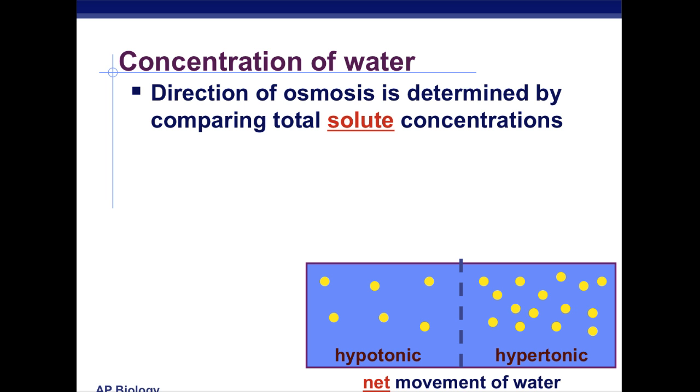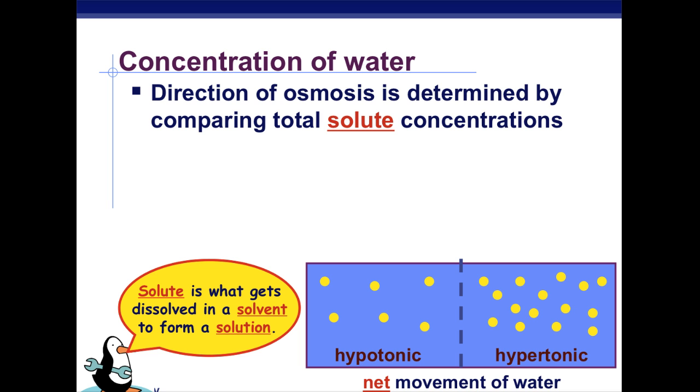So the direction of osmosis is determined by comparing total solute concentrations. As our penguin is reminding us, a solute is what gets dissolved in a solvent to form a solution. So for example, salt water: the salt would be the solute, it's what got dissolved, and the water would be the solvent. So salt water would be the solution, solute would be salt, and the water would be the solvent. Or if you were making Kool-Aid, the Kool-Aid powder would be the solute, and the water would be the solvent.